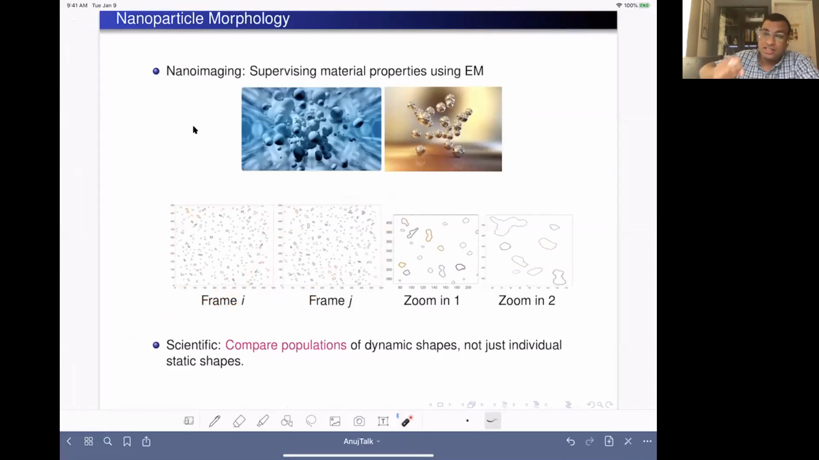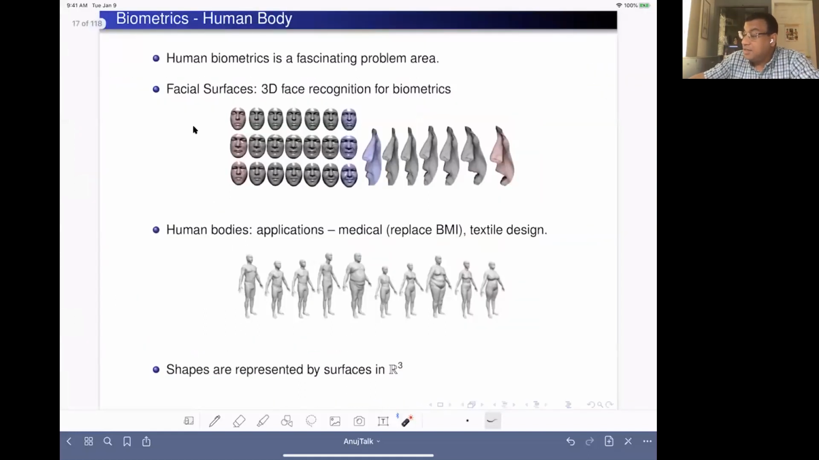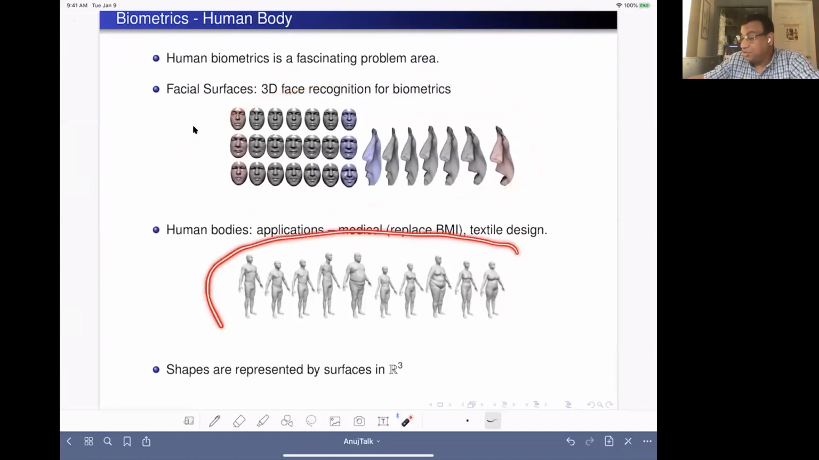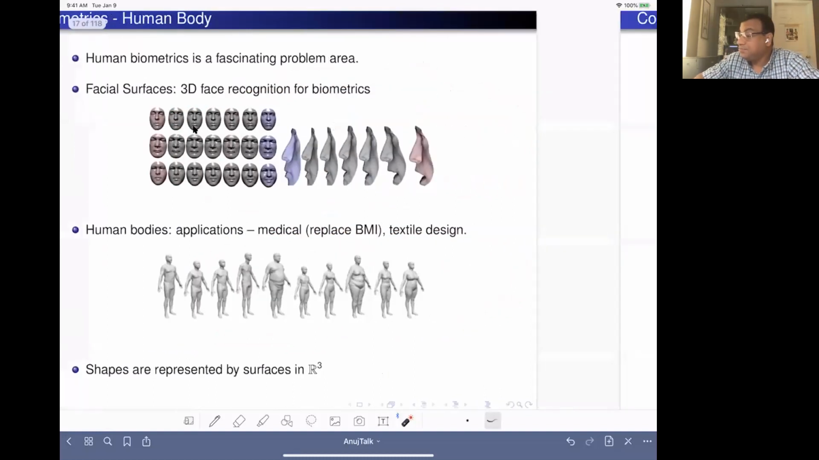You're not interested in how the single shape is evolving, but how a whole population of shapes is evolving. So it's a very exciting application. The human body, of course, has always been a fascinating topic for everybody to study. Face recognition: there are tens of thousands of papers every year on face recognition or shape analysis of faces. One can also be interested in the full body design, not just the face or part of the body, just the full body. So that's another type of data where shape analysis is important.